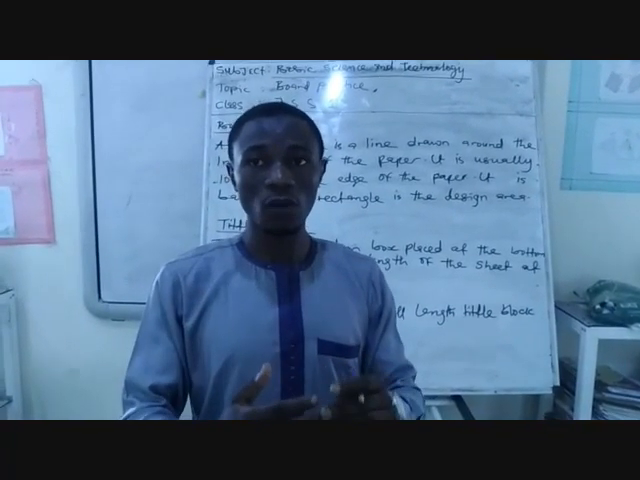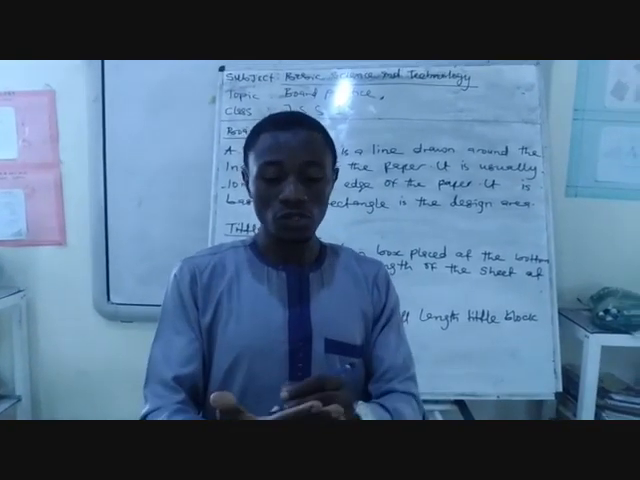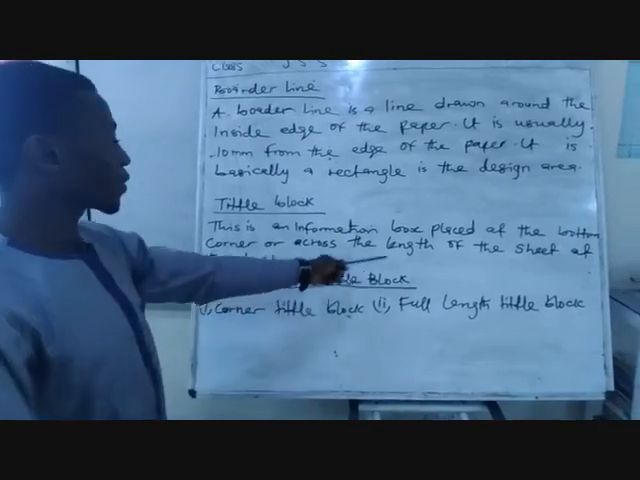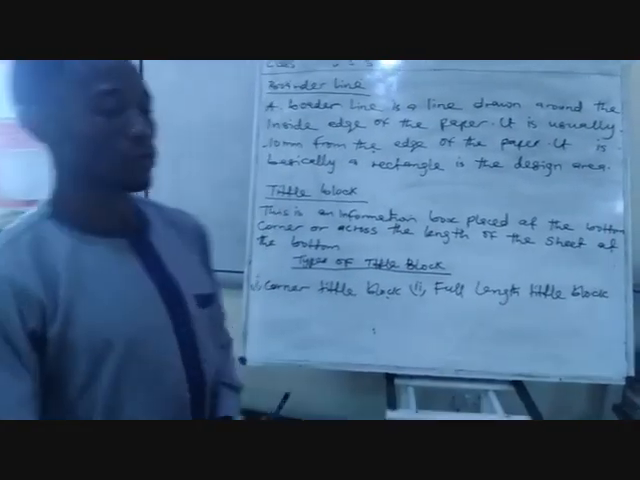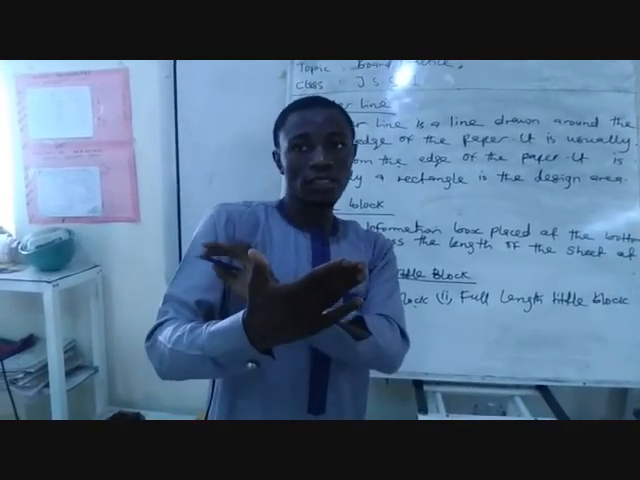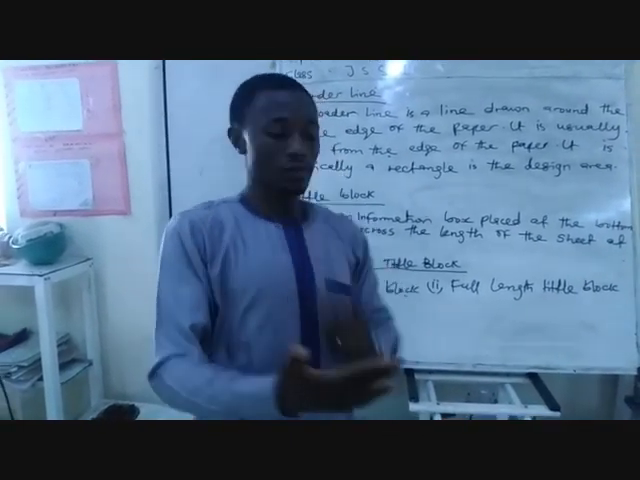That is where you need to write the information. And it is across the length of the sheet at the bottom. It's at the bottom of your paper. When you see your paper, you can see it at the bottom. We are going to see it.